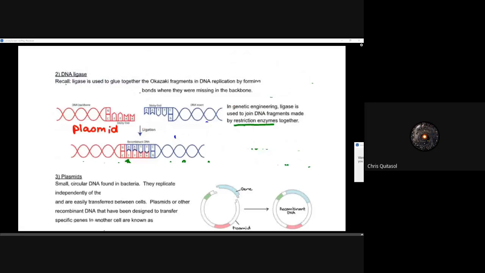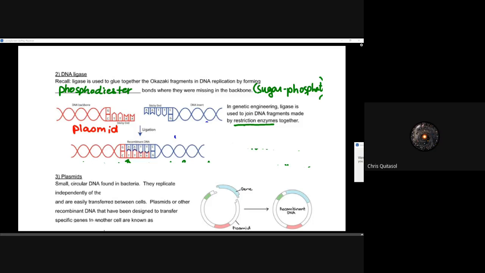Another aspect with which we can manipulate genomes specifically is something called DNA ligase. Recall that ligase is used to glue together those Okazaki fragments. So once those sticky ends have been produced, we can use this DNA ligase, which we recognize helps form those Okazaki fragments into a proper full strand of DNA. It's utilizing that phosphodiester bond that we studied in Unit 1 to reseal the genome and give that full backbone back to the full structure of DNA.